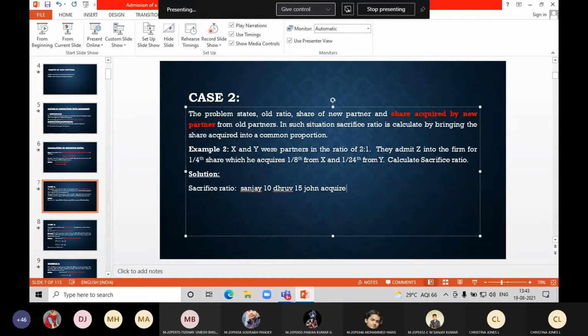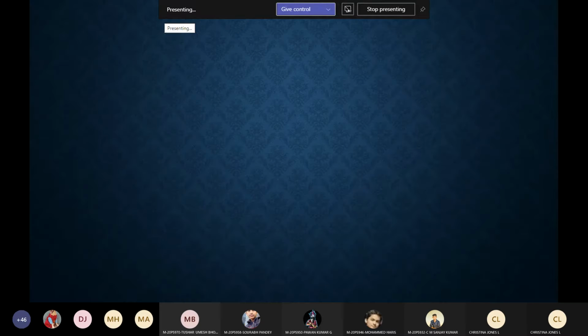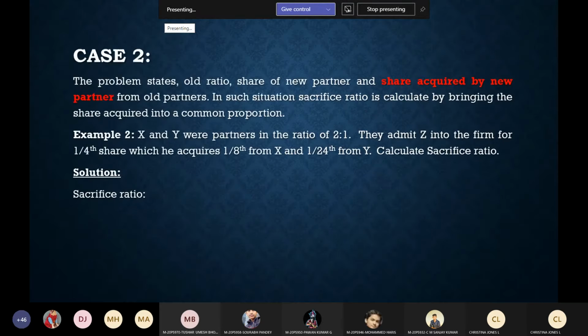Got the point? Now, the only thing you have to do is look at this problem. X and Y are partners. This is their old share, 2:1. Z has been admitted into the firm with 1/5 share, which he acquires 1/8 from X and 1/24 from Y. Got the point? Instead of telling X gave 1/8 and Y gave 1/24, they are telling that Z got 1/8 from X and 1/24 from Y.